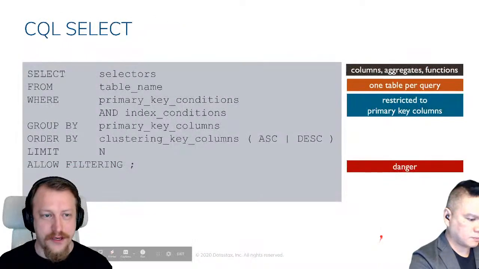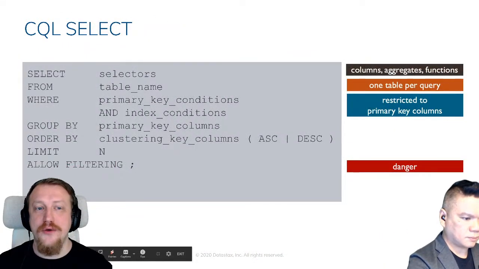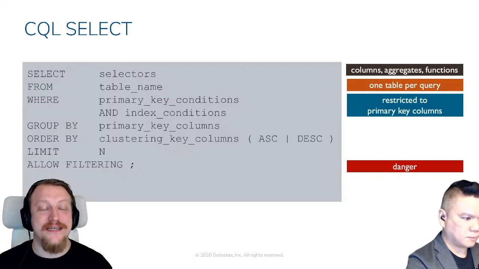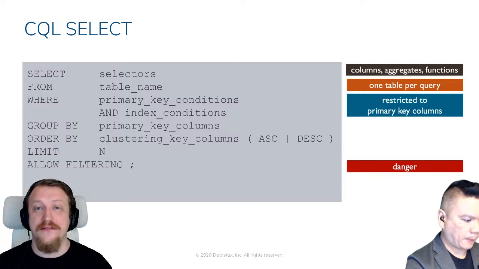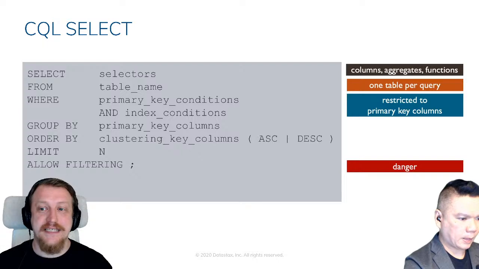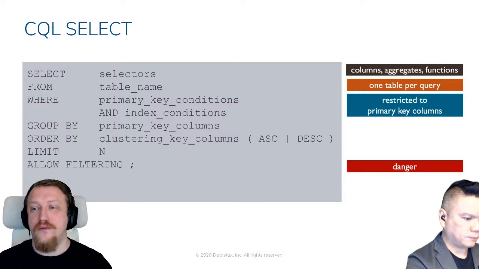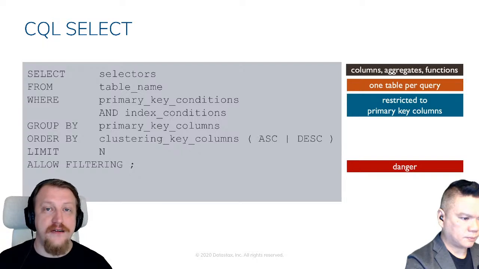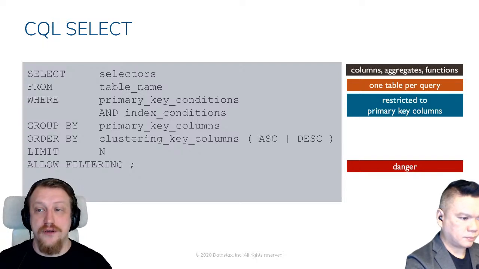And here we go. So CQL Select. It looks exactly like SQL Select, but there are some things to consider. Those are very different, and I want to explain them. So select, what do you select? Columns, aggregates, functions, maybe user-defined functions, a very powerful feature, and so on. From table name, one table per query. One table per query, that's it. No joins. No foreign keys.